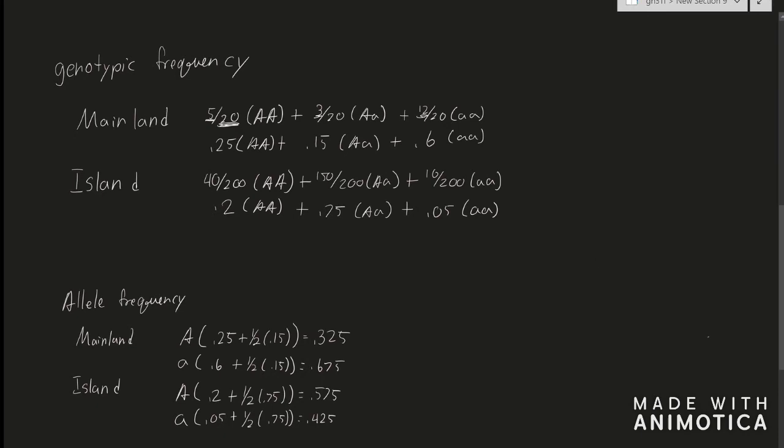Now to get the allelic frequency, let's take, for example, the mainland again. For the big A, you take the 0.25 that you found in the genotypic frequency, and then add it to half of the big A little a genotypic frequency, because you are just interested in 1/2 of that allele. So you want just the big A, and then you add those two together and you would get 0.325. And then you just rinse and repeat for the little a for the mainland and the big A and little a for the island.